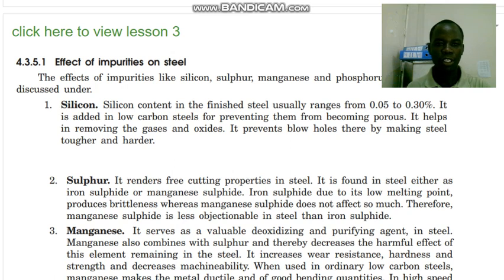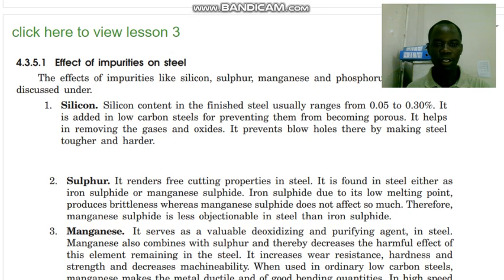We want to discuss the effect of impurities on steel, the effect of impurities like silicon, sulfur, manganese and phosphorus that we discussed in our last lecture. And now we'll start with the effect of silicon.